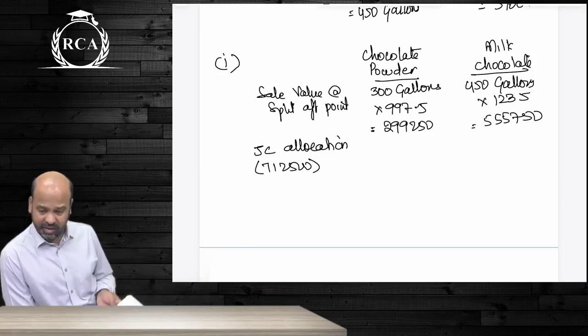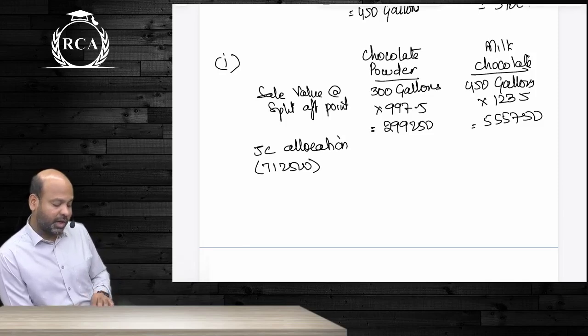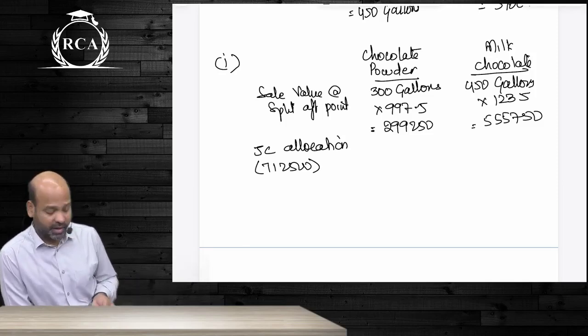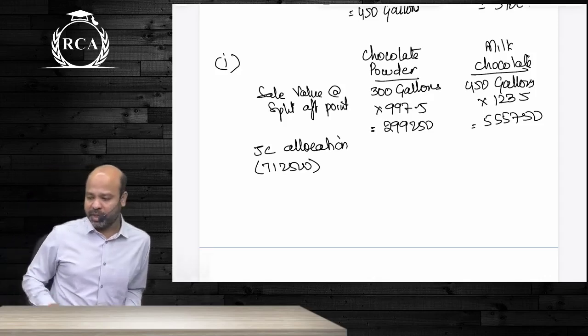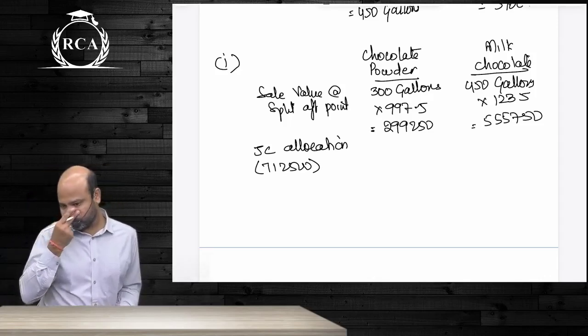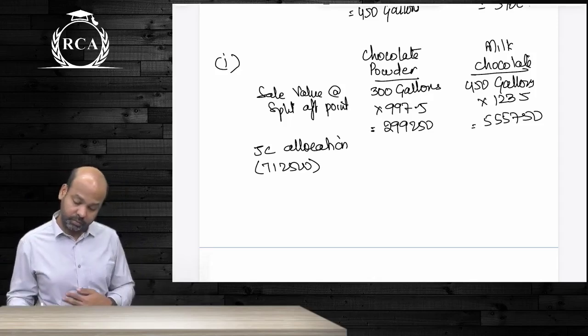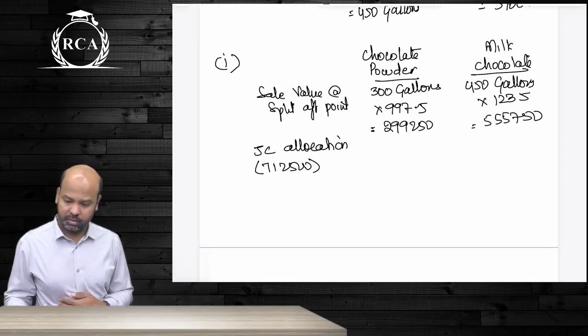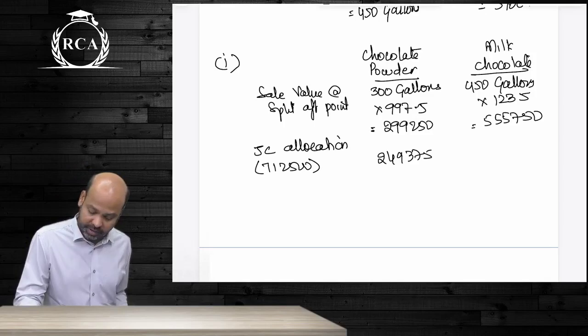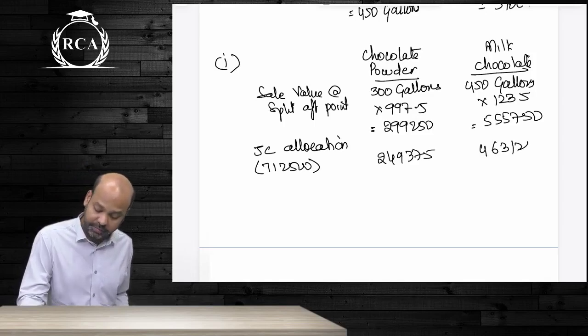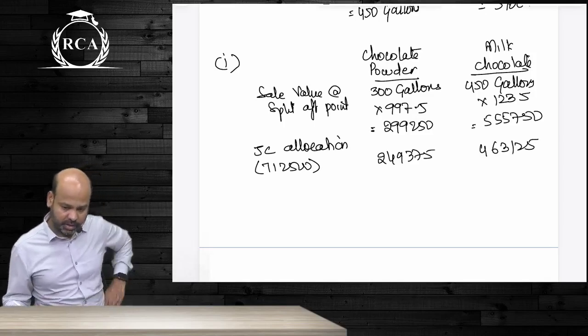Guys, all the bits are easy, I just want to teach the constant gross margin one. The first three bits are very simple. You just have to mark the fourth and fifth bit for studying. Did you get it? Is that correct? 2,49,375 and exact 4,63,125. Just subtract.